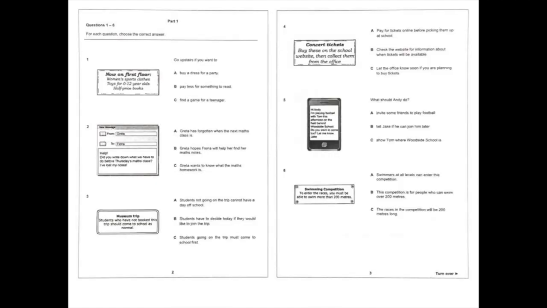So here's an example. Let's take this number 5, for example. So we have a phone with a text message on it, and then some options. What should Andy do? So you have to read what's on the phone, and then determine what it is that Andy should do.